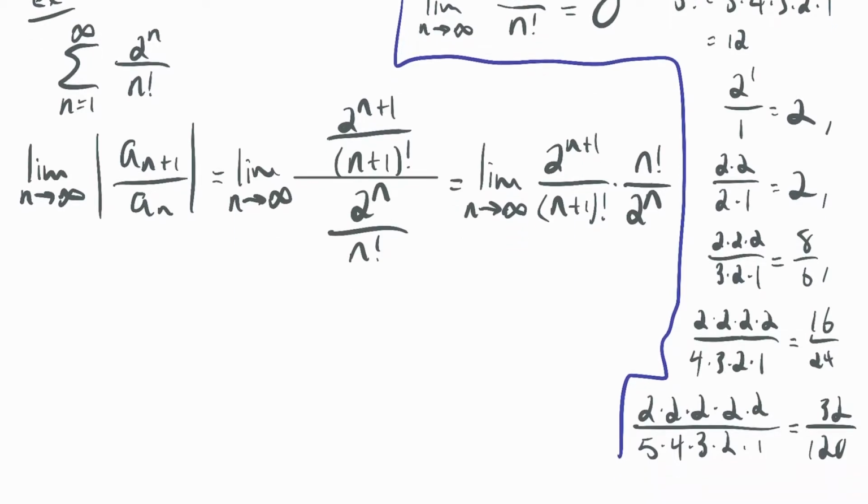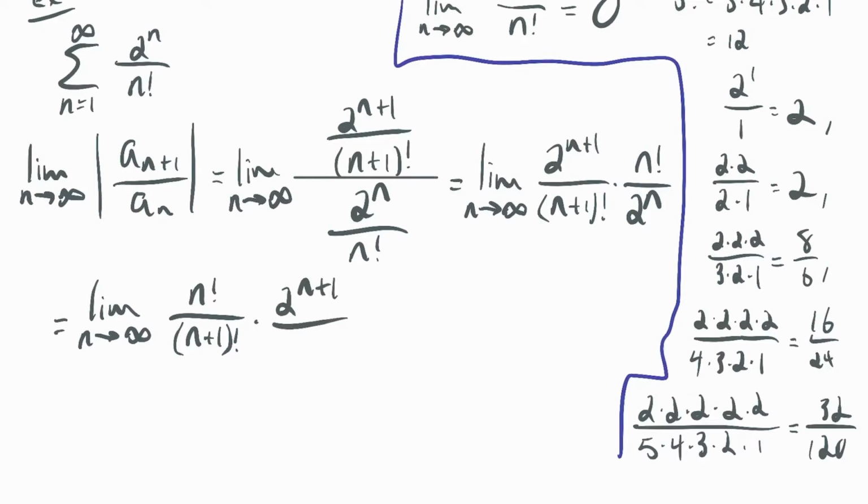Okay, now I'm going to rewrite this, and what I'm going to do is I'm going to switch. There's just lots of ways to do this. I'm going to switch the two numerators. I'm going to put n factorial on the first fraction and 2 to the n plus 1 power on the second fraction. So this is the limit as n goes to infinity of n factorial over n plus 1 factorial times 2 to the n plus 1 over 2 to the n.